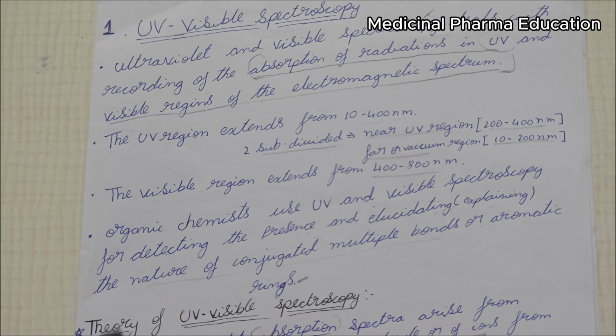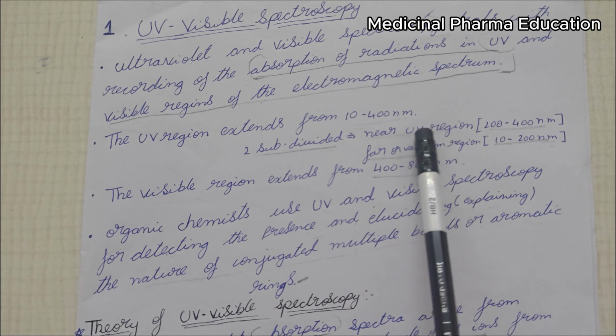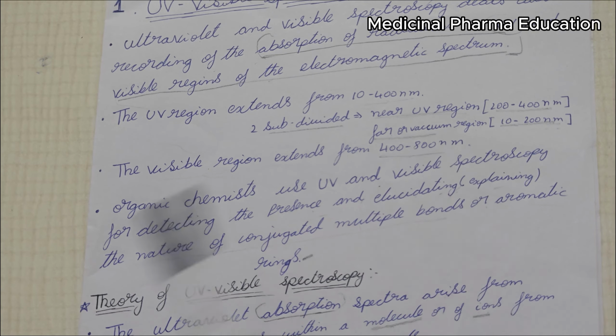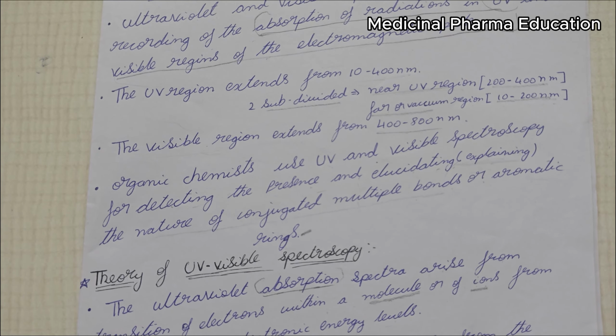Next, the UV region extends from 0 to 400 nanometers. It is subdivided into the near UV region and far UV region. The visible region extends from 400 to 800 nanometers. Organic chemists use UV and visible spectroscopy for detecting the presence and elucidating the nature of conjugated multiple bonds and aromatic rings. Elucidating means explaining the structure, bonding, and their electronic configuration, etc. By this UV visible spectroscopy, organic chemists gather this data for analysis of the compound.